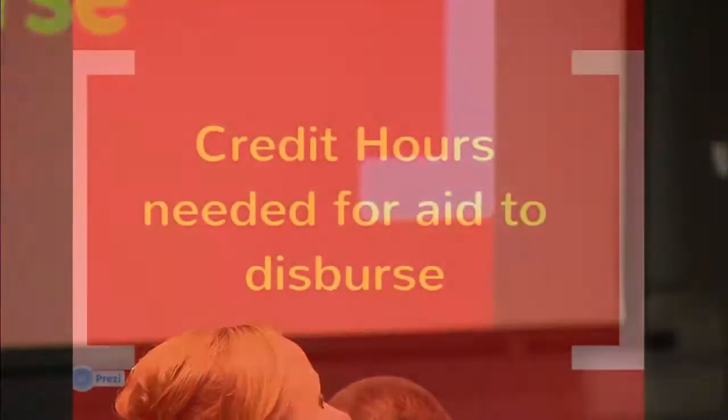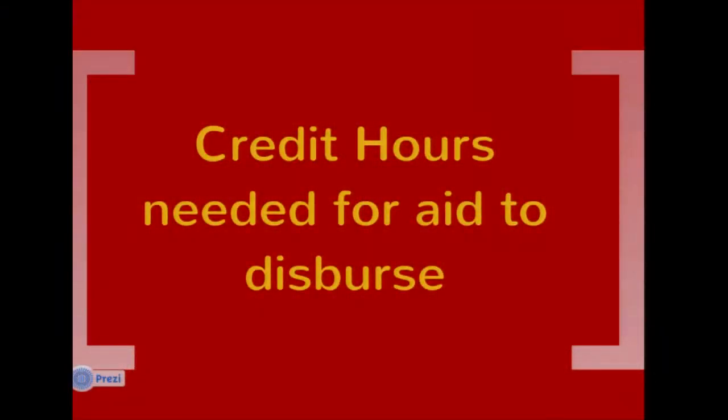Credit hours needed for aid to disperse. Now this is just very general information, but the Pell Grant is prorated based on the number of credit hours the student is enrolled in. Below 6 credit hours, 25%. 6 to 8 credit hours is 50% of the Pell. 9 to 11 is 75% of the Pell Grant, and then 12 or more is the full 100%.